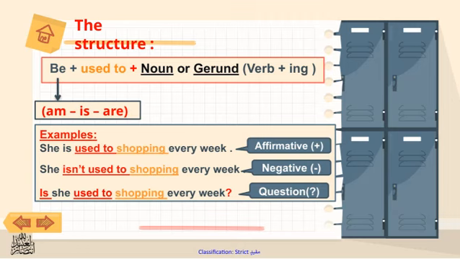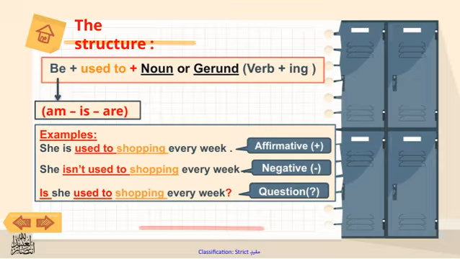All right, let's look at how we form questions and negative and affirmative sentences with be plus used to plus a noun or gerund. First, the question form. We start with the verb be, which could be am, is, or are depending on the subject. Then, we add used to and follow with a noun or a gerund, which is a verb ending in ing. For example, is she used to shopping every week?